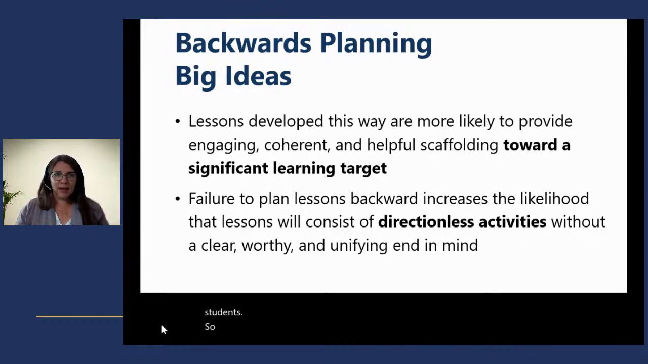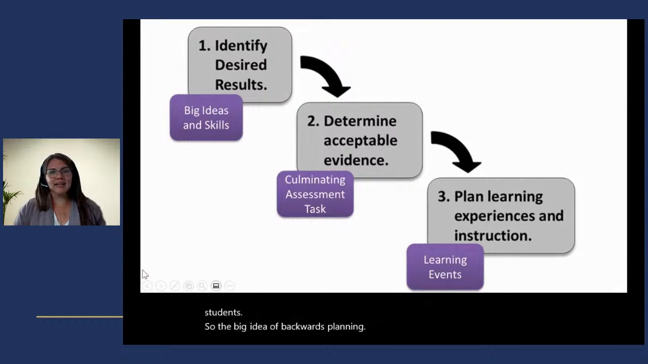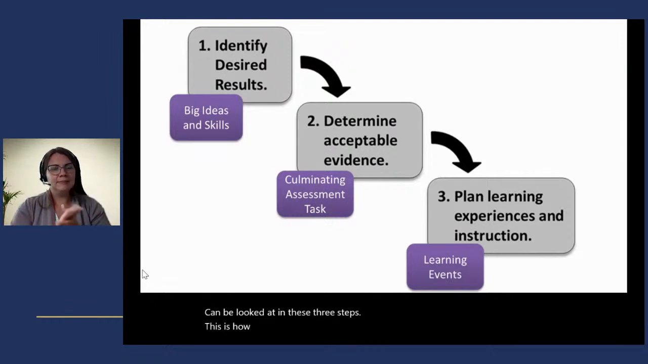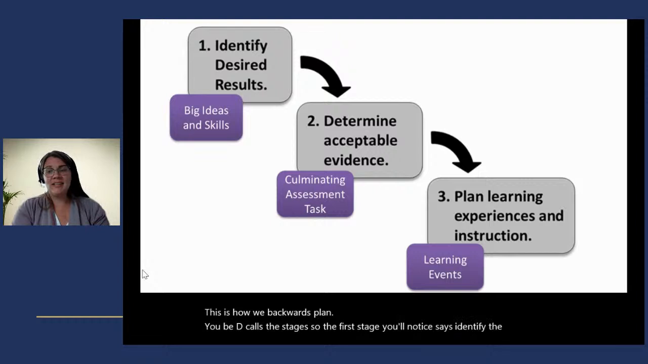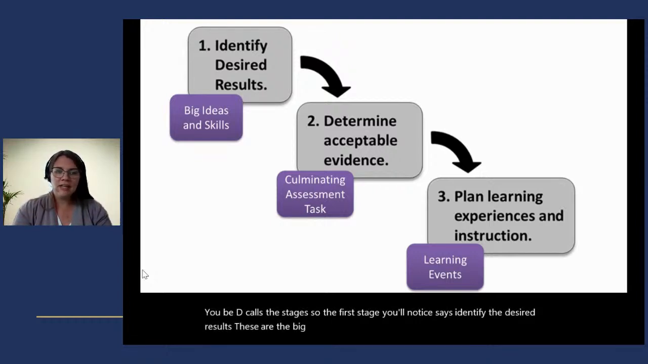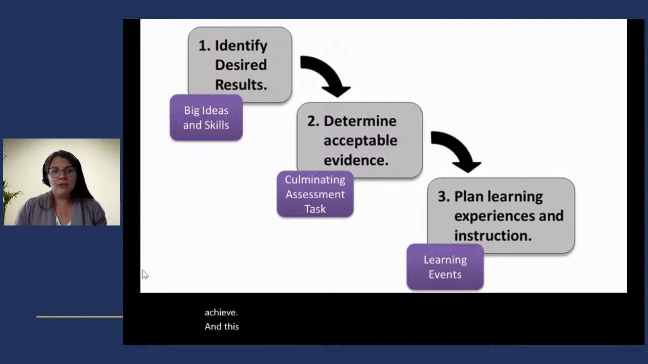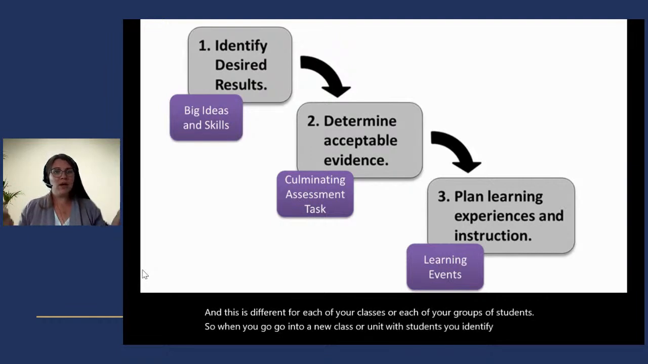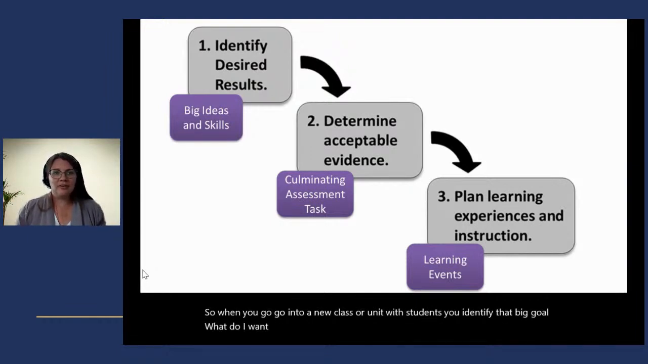So the big idea of backwards planning can be looked at in these 3 steps. This is how we backwards plan. UBD calls these the stages. So the first stage you'll notice says identify the desired results. These are the big ideas and skills, the big goal for what we want students to achieve. And this is different for each of your classes or each of your groups of students. So when you go into a new class or unit with students, you identify that big goal. What do I want my students to learn from this class?